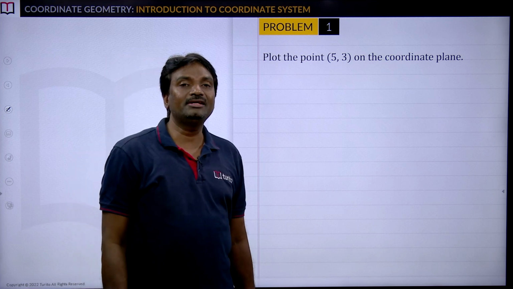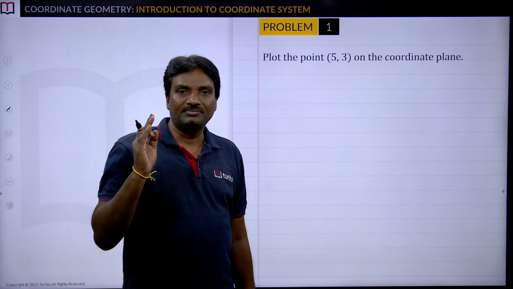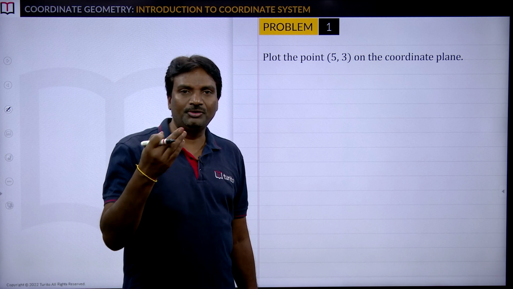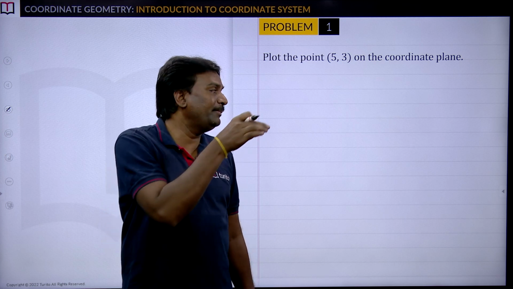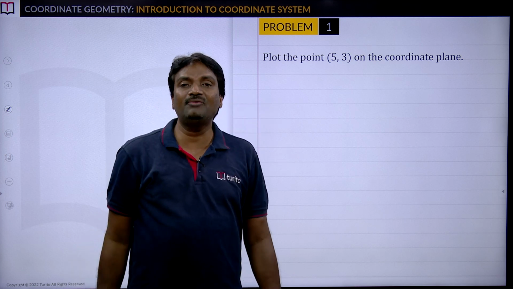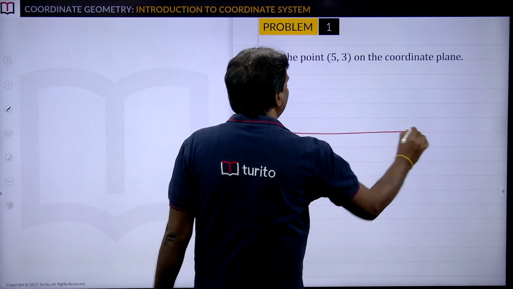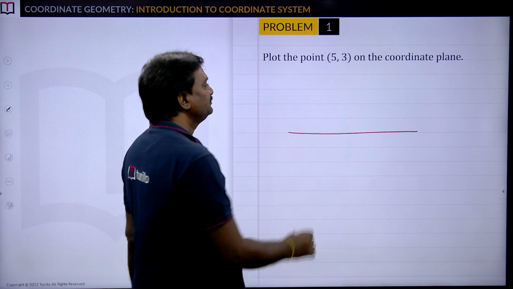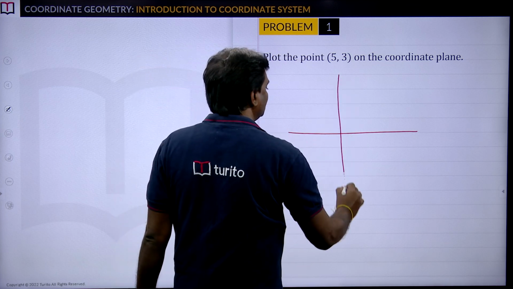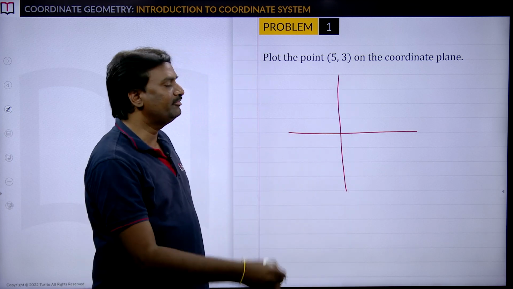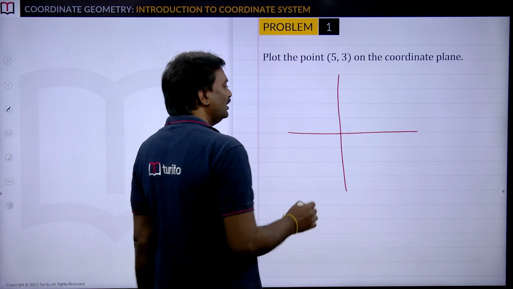So first of all, what is the coordinate plane? The xy plane. If you take two mutually perpendicular lines on the plane, then we can say that is the xy plane. Here I am taking this horizontal line and this vertical line. The angle between those two lines is 90 degrees.